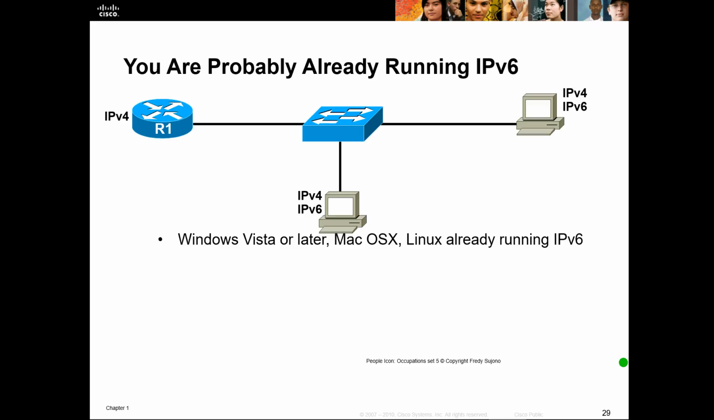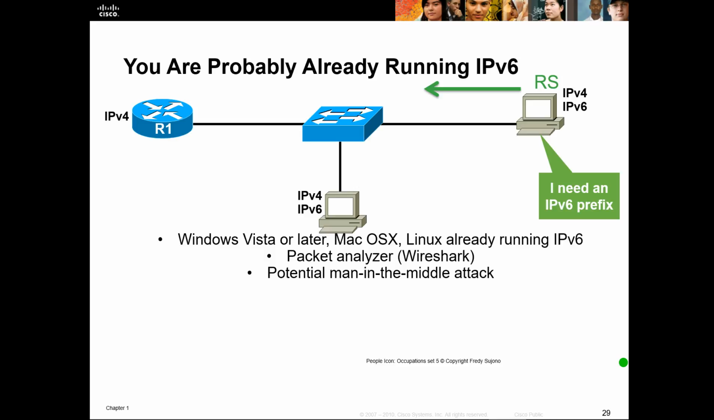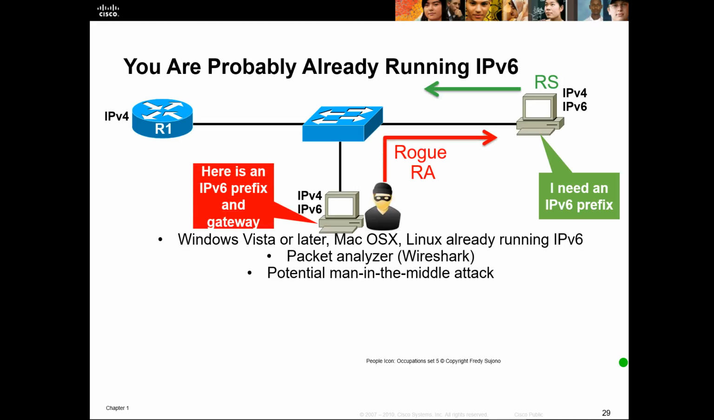But there's already software and applications out there for analyzing IPv6, like packet analyzers such as Wireshark. But this does lead to issues like man-in-the-middle attacks. For example, I need a prefix. I need to figure out what my networks are going to be for my IPv6 address. We could have a guy who is going to be our man-in-the-middle attacker. He can set up an IPv6 prefix and gateway and then start responding. He's going to be our rogue RA. He can then respond in between the router and our RS.